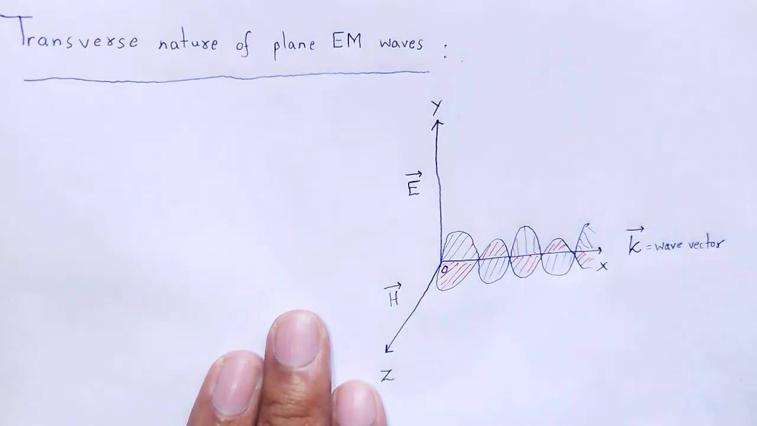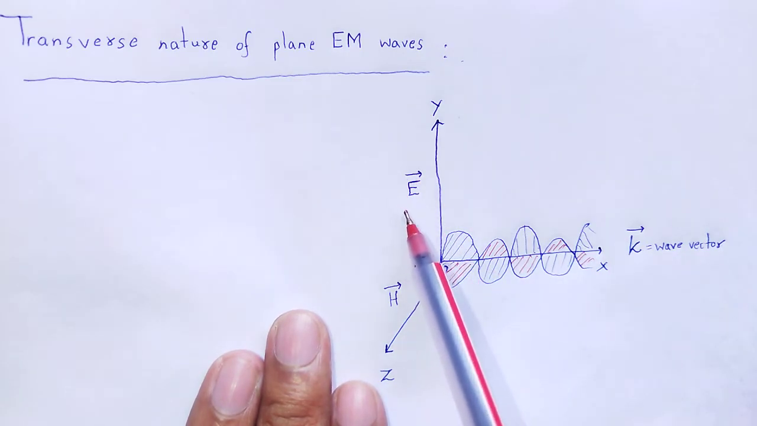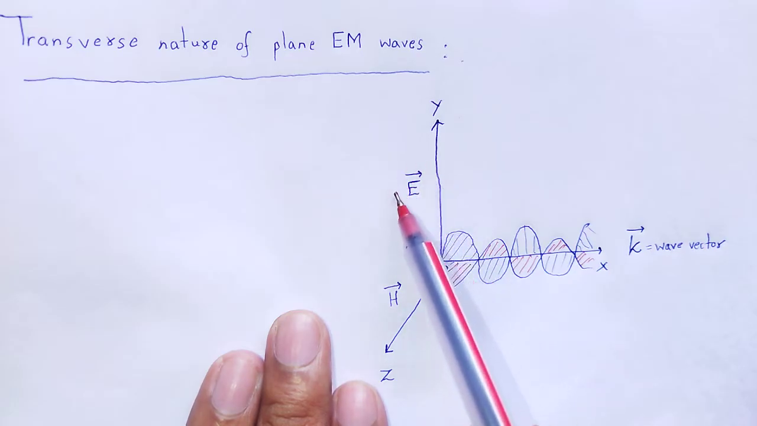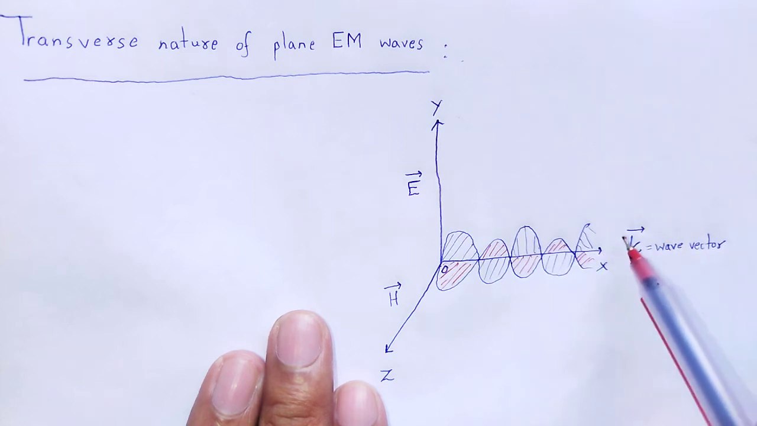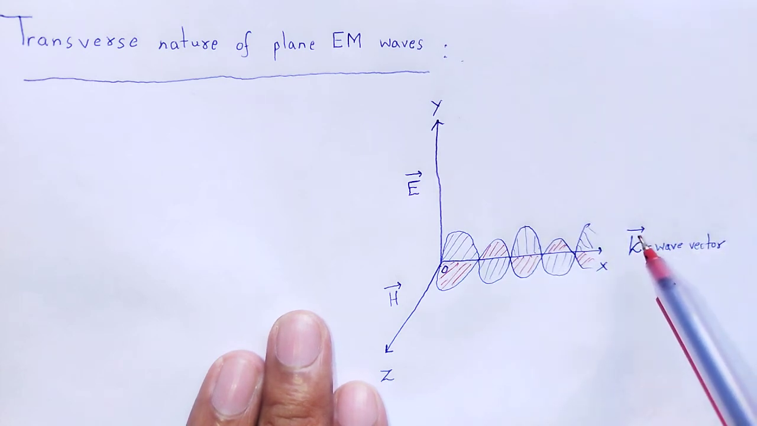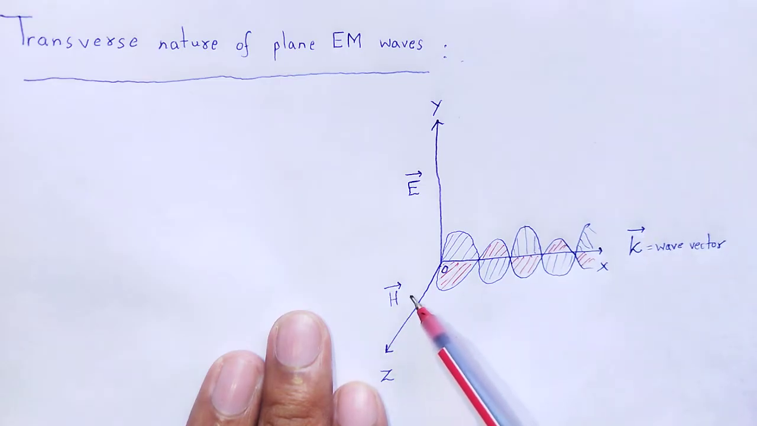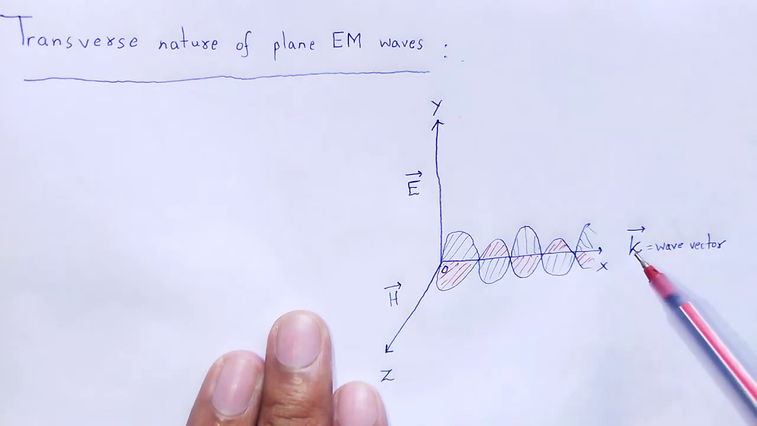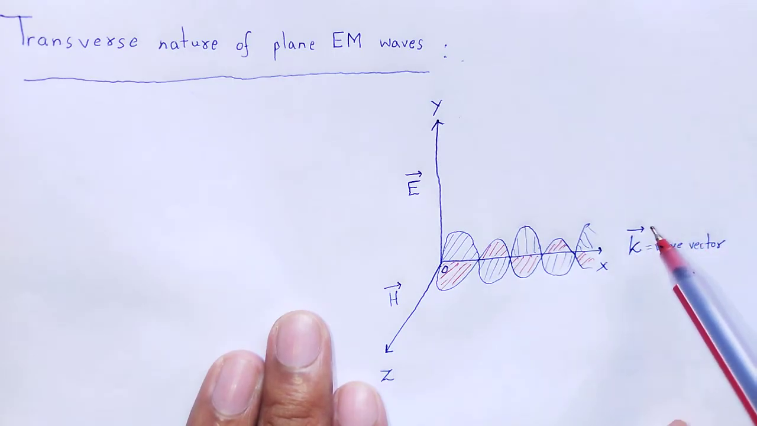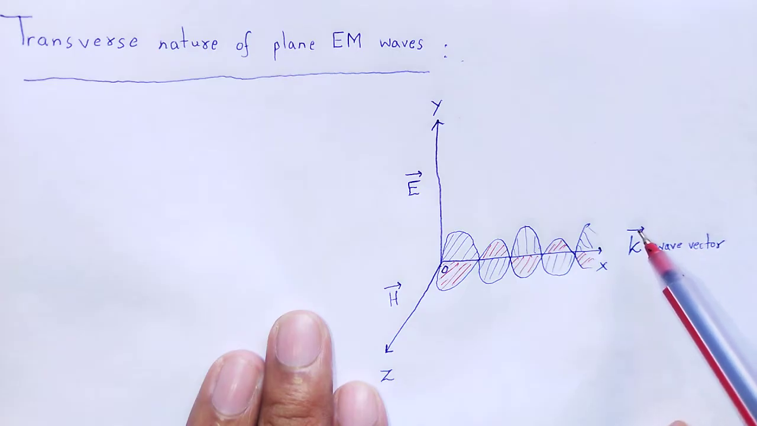An electromagnetic wave is said to be transverse in nature, meaning that the direction of the electric field is perpendicular to the direction of the wave vector, and the direction of the S vector is perpendicular to the direction of the k vector. Then we say that the plane electromagnetic wave is transverse in nature.